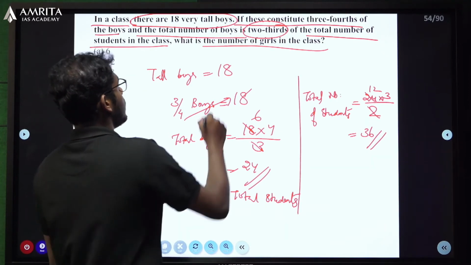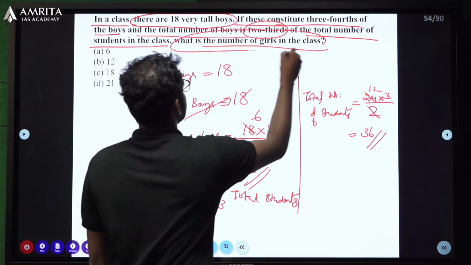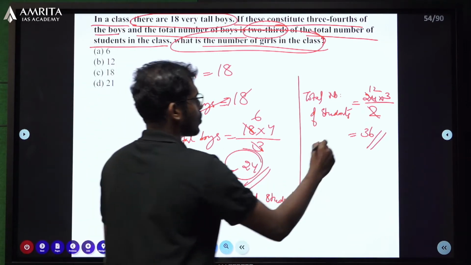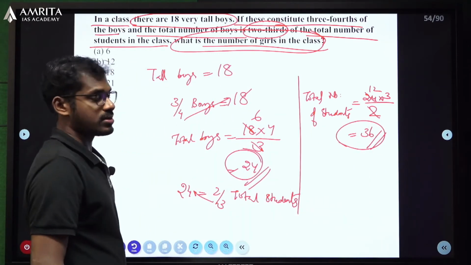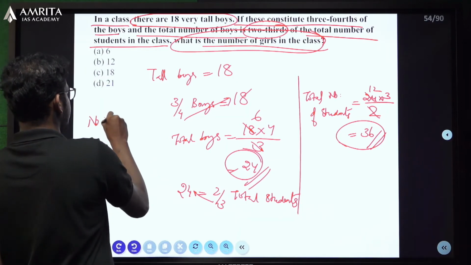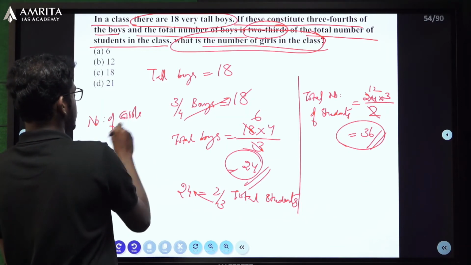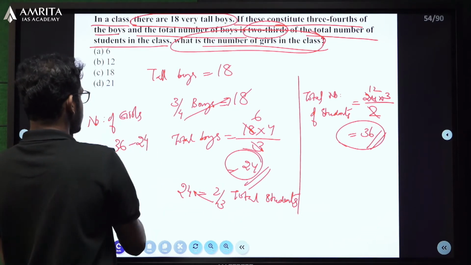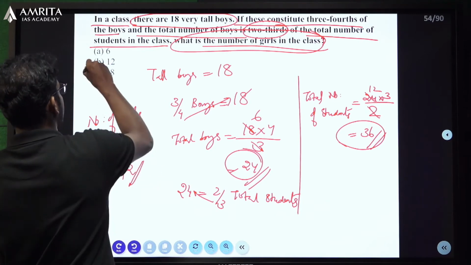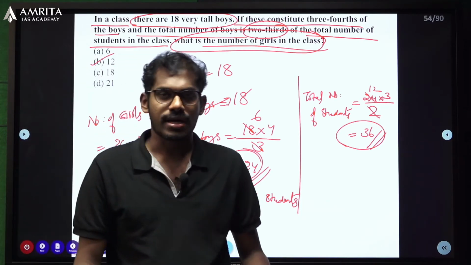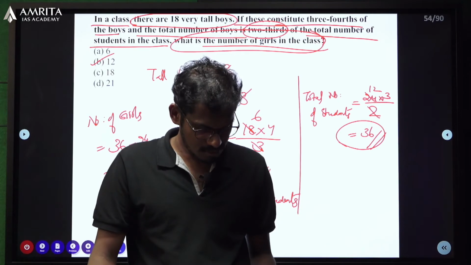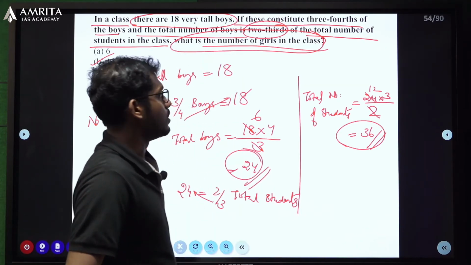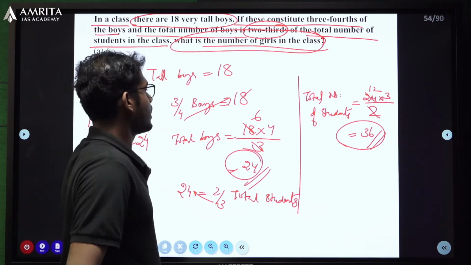But the question asks for the number of girls in the class. We know that there are 24 boys and a total of 36 students. So, the number of girls is equal to 36 students minus 24 boys. Subtracting, we get 12, so the answer is option B. There are 12 girls in the class. Clear? Okay.